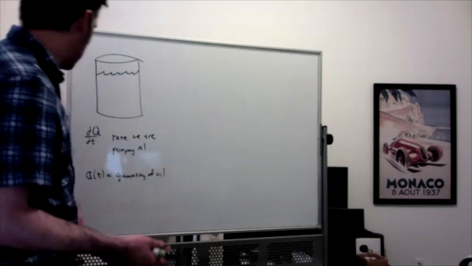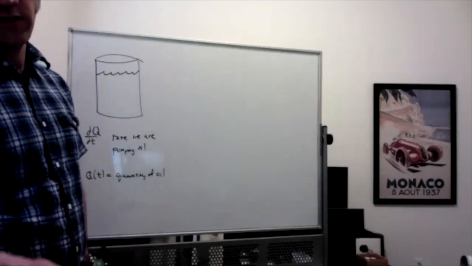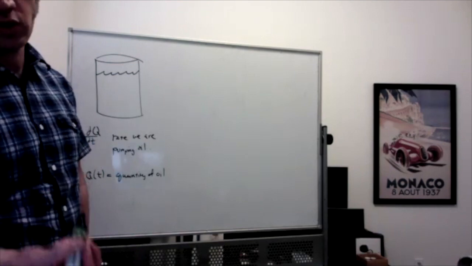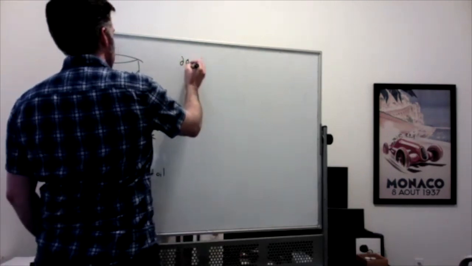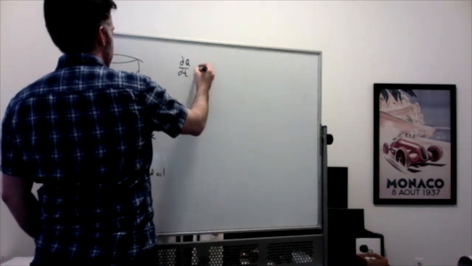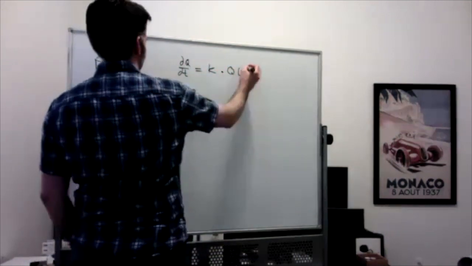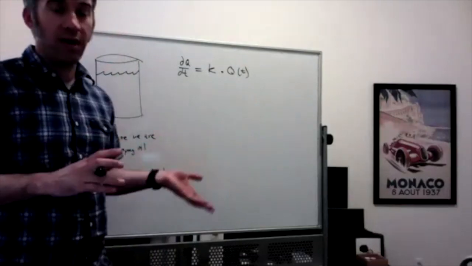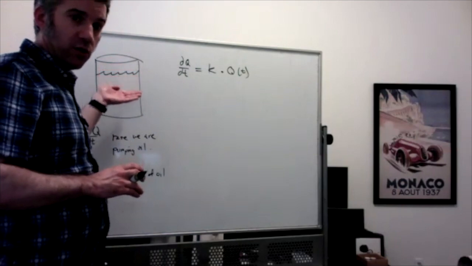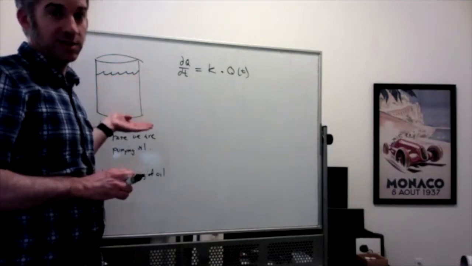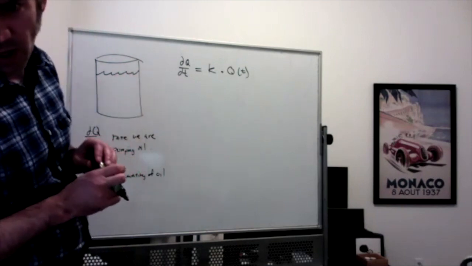And here's what they're telling us. Oil is pumped continuously from a well at a rate that is proportional to the amount of oil left in the well. So dq dt, the rate we're pumping at, is some constant times the amount of oil we have. The more oil we have, the faster we're pumping it. And as the oil reserves dwindle, we're going to pump it more slowly because the rate we're pumping at is proportional to how much we have.